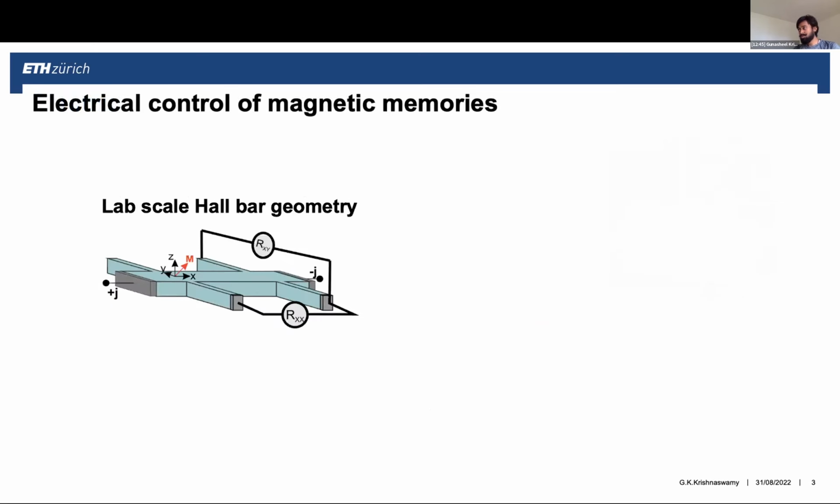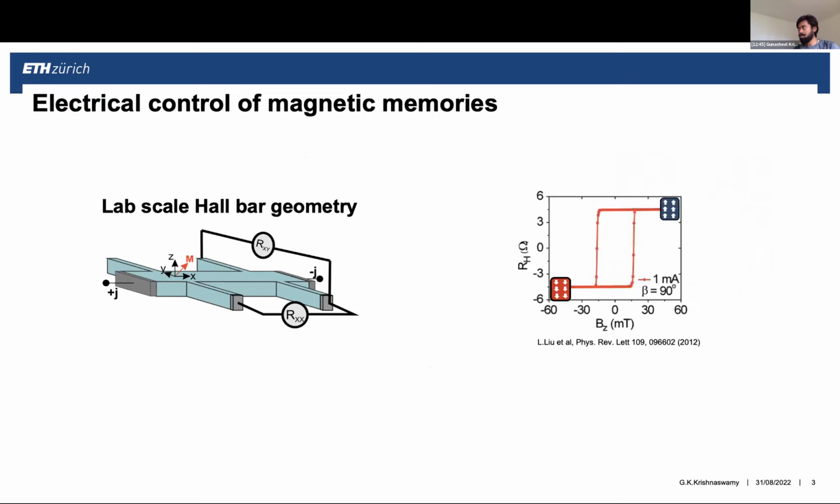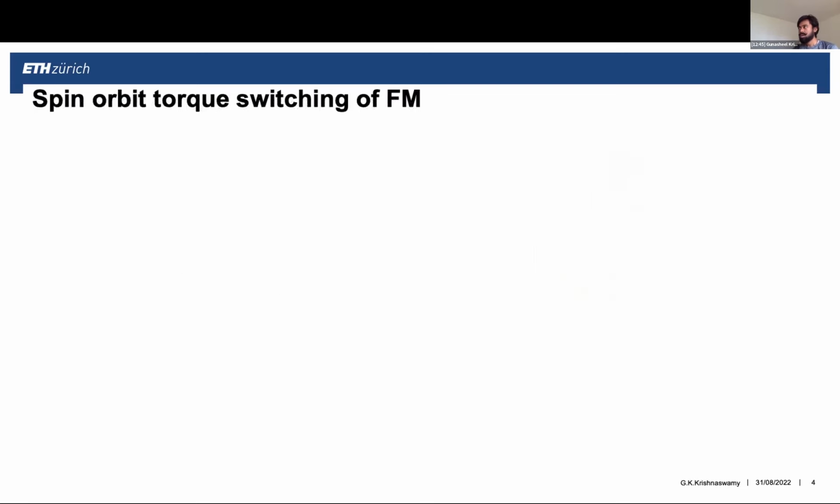So what we need is a Hall bar. So we make thin films of our antiferromagnet with a heavy metal on top and make them into these type of Hall bars. I mean, this is a typical ferromagnet, right? You measure the anomalous Hall effect, which is proportional to the magnetization. So if the magnetization is up or down, you have a positive or negative anomalous Hall effect, for example.